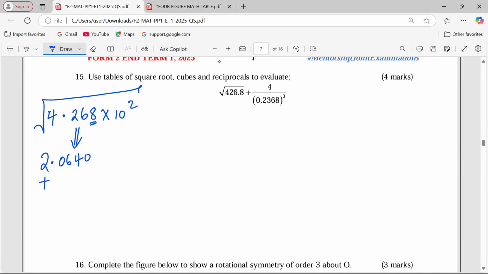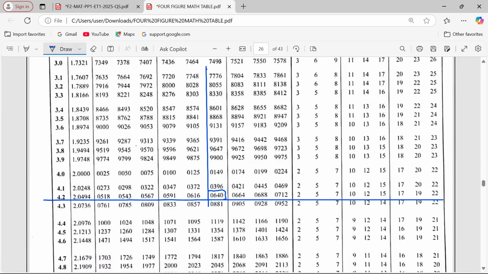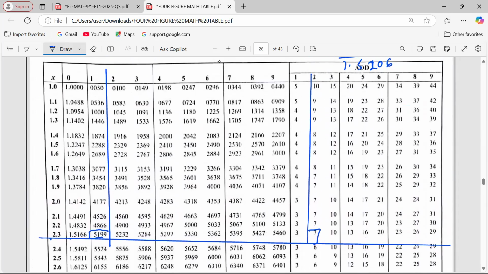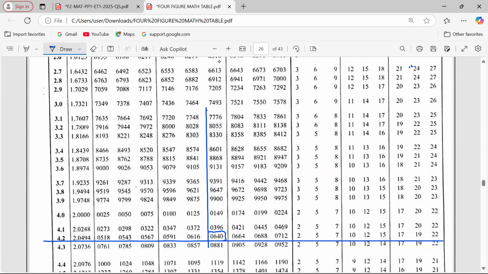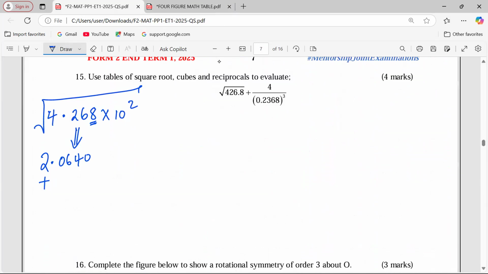On the difference side, we go where there is 8. We see what intersects with the same row, which is 19. So we'll be adding 19 at the end here. So this is 2.0659. But remember, this one will be done using the laws of indices, whereby square root means power half.